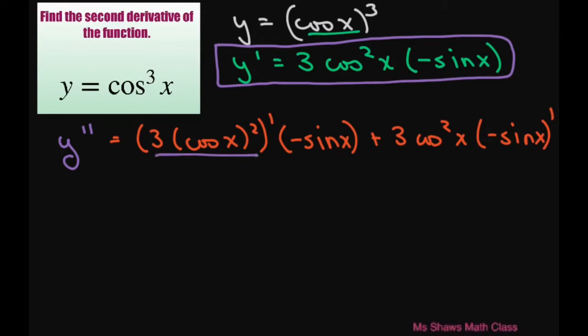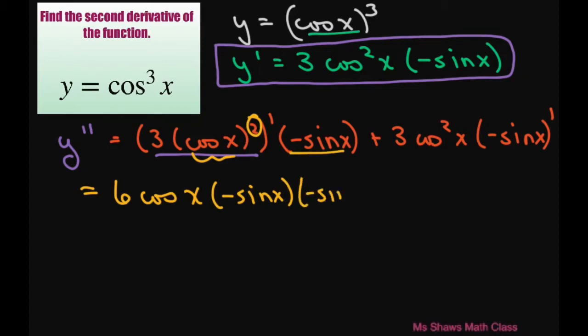Now we're going to have to differentiate this. So this is going to equal, we're going to do the chain rule. So it's going to be 6 cosine of x, and then we go down to 1. So that's just 6 cosine of x. And then the derivative of the inner function is negative sine of x. Then we have negative sine of x here. Now for this one, we're going to get, let's just put that there, plus 3 cosine squared of x, and the derivative of negative sine of x is negative cosine of x.